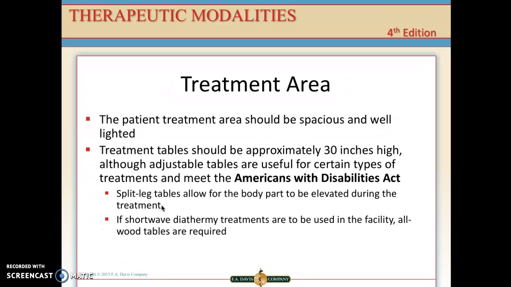In the treatment area, it should be spacious and well lighted. The treatment table should be approximately 30 inches high, although adjustable tables are recommended and also will meet the Americans with Disability Act. Split leg tables allow for the body part to be elevated during treatment. That's a good idea. If shortwave diathermy treatments are to be used in the facility, all wood tables are required. So we basically have wood and padding tables in the athletic training room, and that would be fine. We just can't have a lot of metal or any metal in the diathermy area.